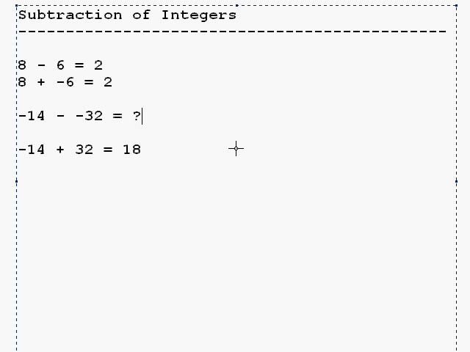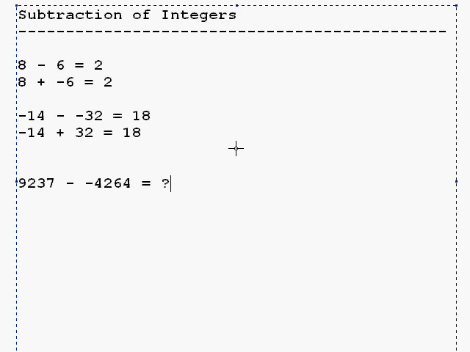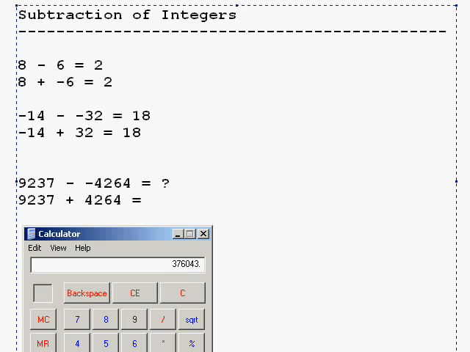Let's do one more with more complicated numbers. Same thing. First number stays the same. Change it to addition. Change the sign of the second number. You already know how to do this. You just add the two numbers together. Ta-da!